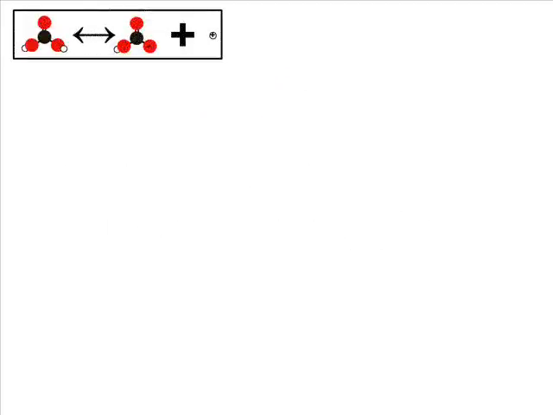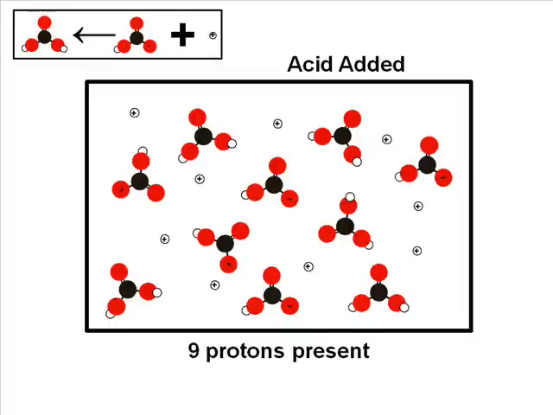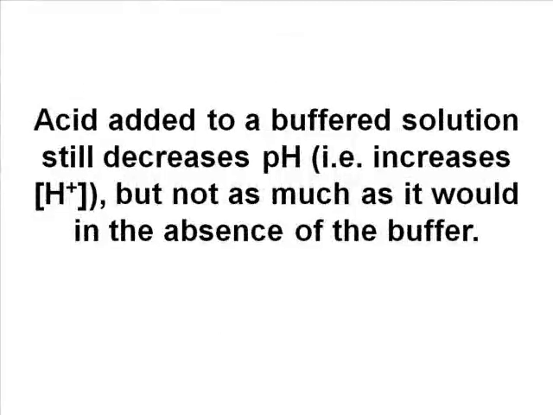Now, let's take this chemical reaction and look at it in a real setting to understand how a buffer works. So here we have a system with 5 protons present, 5 hydrogen ions present in this system. And I've just added more. Acid has been added to the solution, so the number of free protons has gone from 5 to 9. And what we're going to see is some of the bicarbonate ions in here interact with those extra protons to form more carbonic acid and bring the number of protons back down. Now notice it didn't go all the way back down to 5, it dropped to 7, but 7 is closer to 5 than 9 was. In other words, it reduced the size of the change in pH. It prevented it from being as big as it could have been. Acid added to a buffered solution still decreases pH, increases hydrogen ion concentration, but not as much as it would in the absence of the buffer.